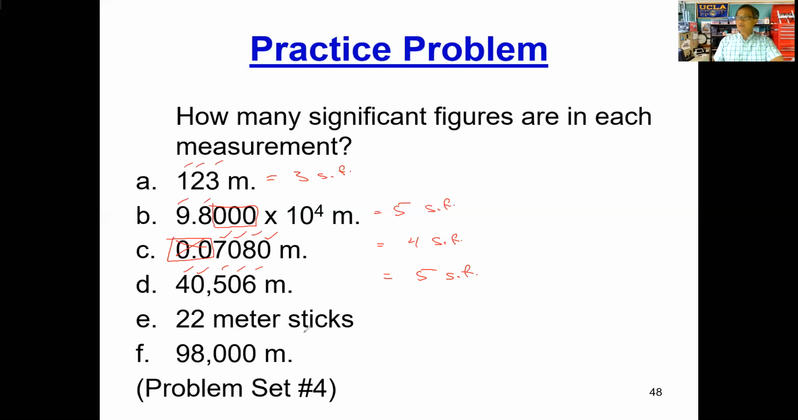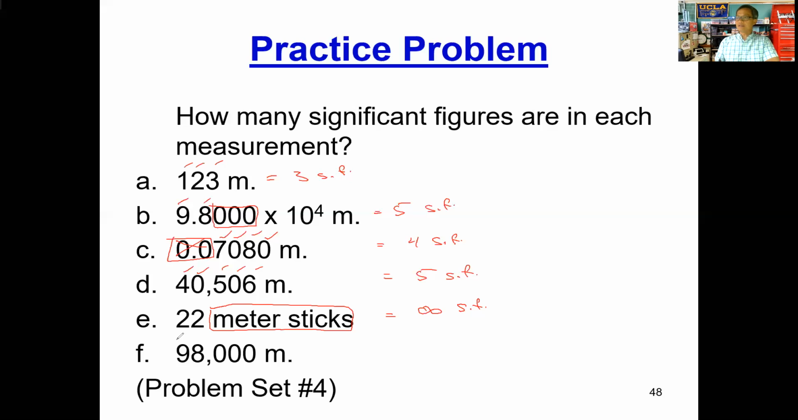Okay. 22 meter sticks. If you notice here, what you want to do is make sure you key in on this. What you want to notice is that this particular description here is not of a particular unit. It's not a unit. It just tells us an object that is being counted. So therefore, this is a counted quantity. So we have then not 2 significant figures, but we have an infinite number of significant figures in this particular number here.